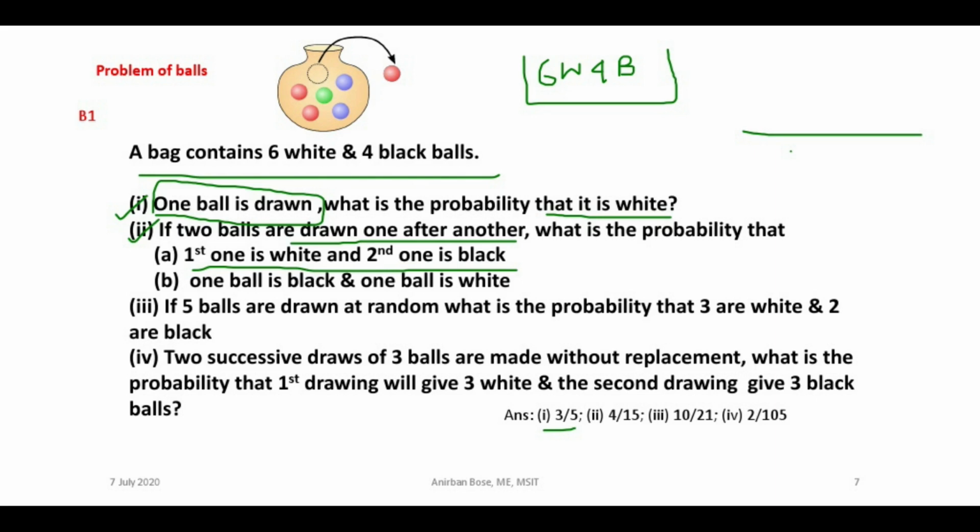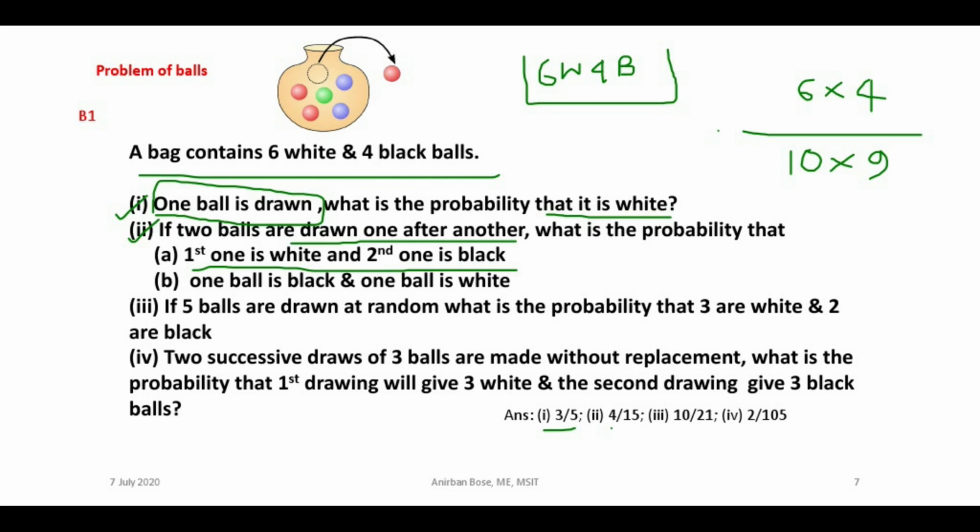So the first ball can come in 10 ways, total 10 balls. The second ball can be any one of the 9. So this is the total number of possible outcomes when the order is important. And what are the favorable outcomes corresponding to this event, that the first one is white and the second one is black? The first one is white, that can be done in 6 ways, and the second one is black, that can be done in 4 ways. So this is the favorable outcome. So the probability is 6 into 4 by 10 into 9.